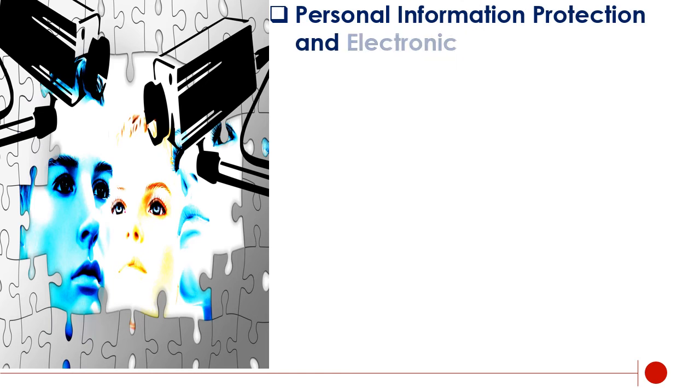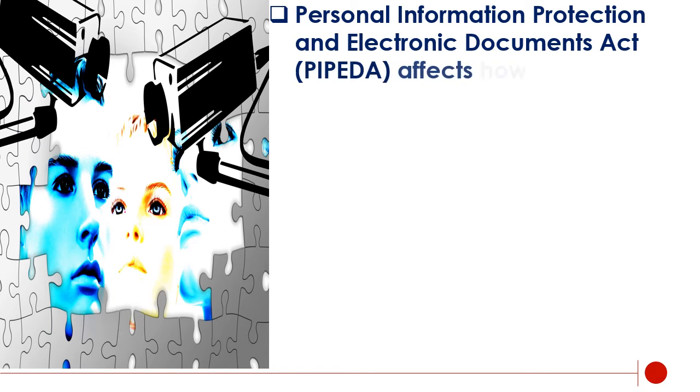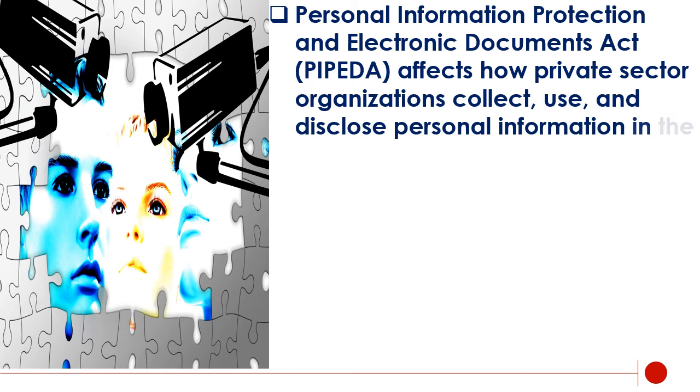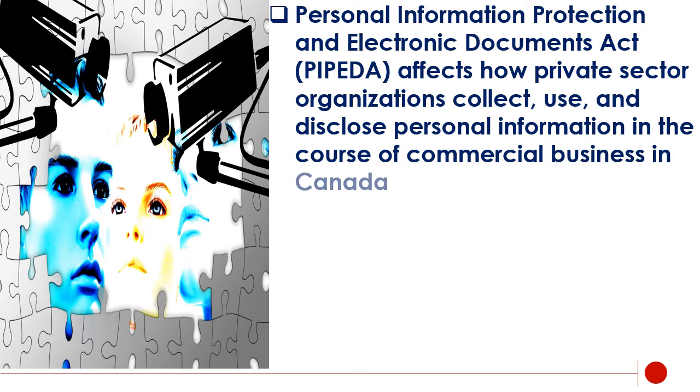Personal Information Protection and Electronic Documents Act, PIPEDA. PIPEDA affects how private sector organizations collect, use, and disclose personal information in the course of commercial business in Canada. The Act was written to address European Union, EU, concerns over the security of PII in Canada. The law requires organizations to obtain consent when they collect, use, or disclose personal information and to have personal information policies that are clear, understandable, and readily available.